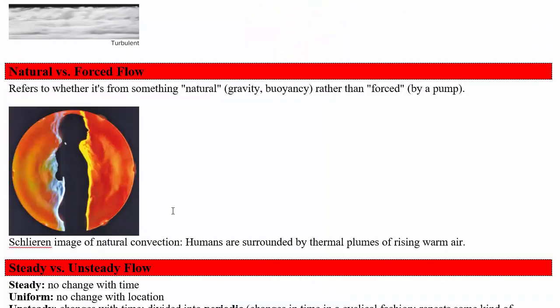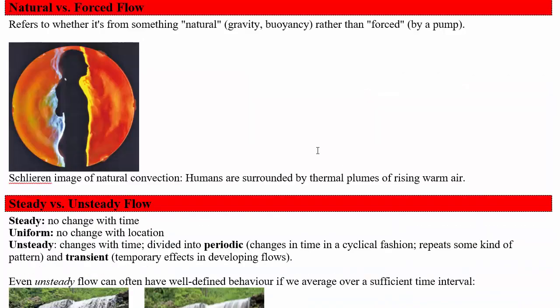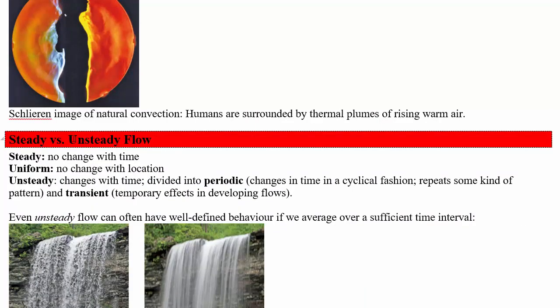Natural versus forced flow refers to whether the flow is from something natural like gravity or buoyancy rather than forced by a pump. So here's another Schlieren image of natural convection. You, right now, are surrounded by a thermal plume of rising warm air. That's pretty neat. Now, steady versus unsteady flow.